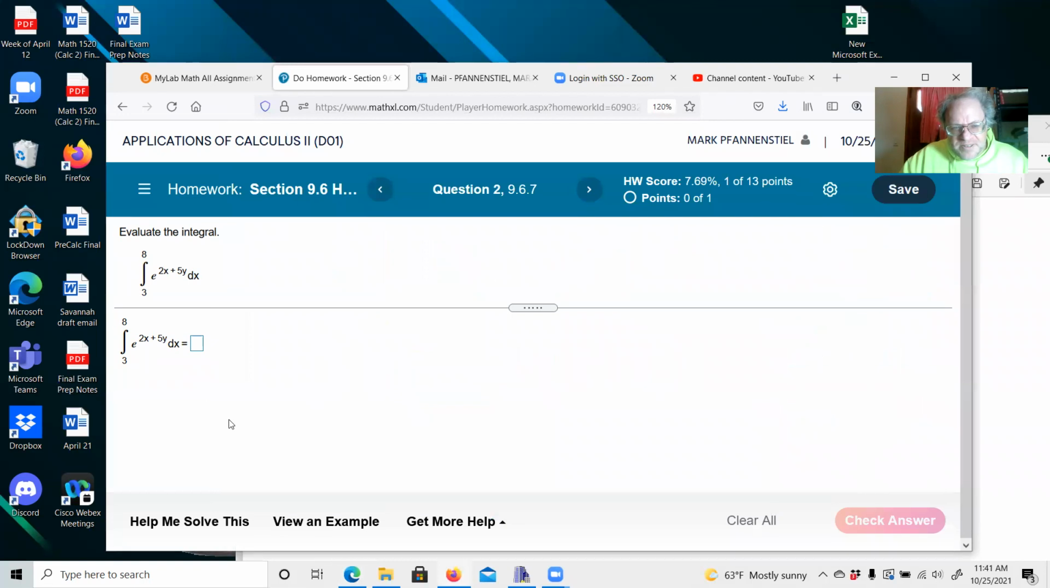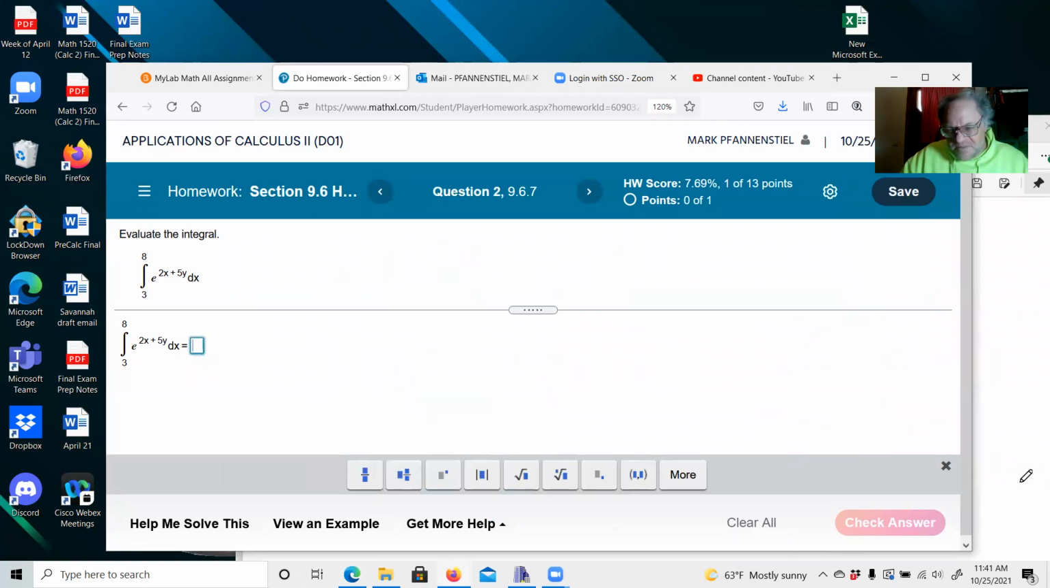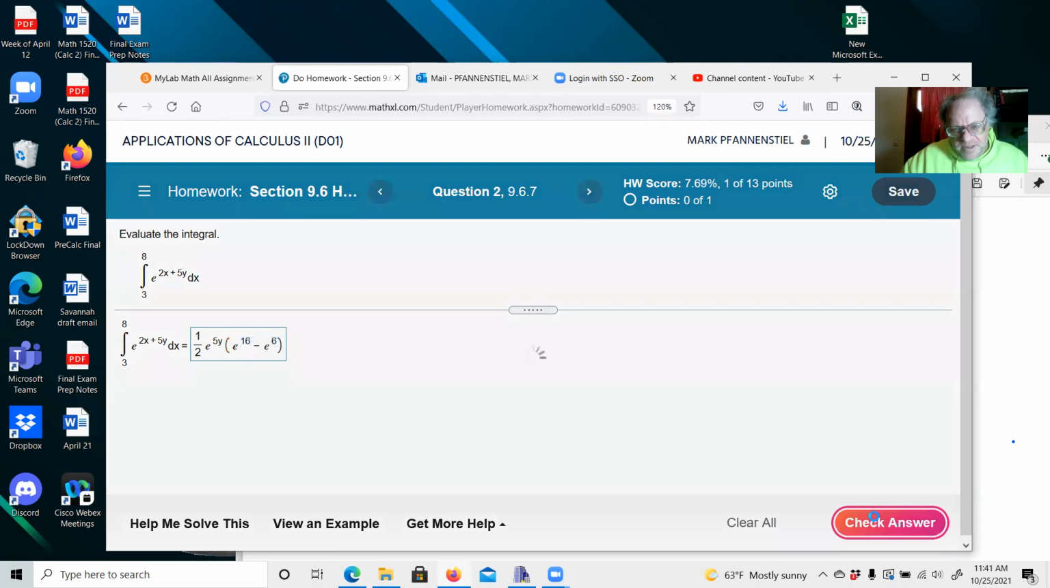Okay, how do they want their answer? All right, they didn't say anything, so I'm just going to type this in. I'm going to say this is 1/2, it's 1/2 e to the 5y times e to the 16 minus, oops, not that minus, that minus e to the 6. All right, oops, not that parentheses, I meant that one. Right, and we should be all good there.